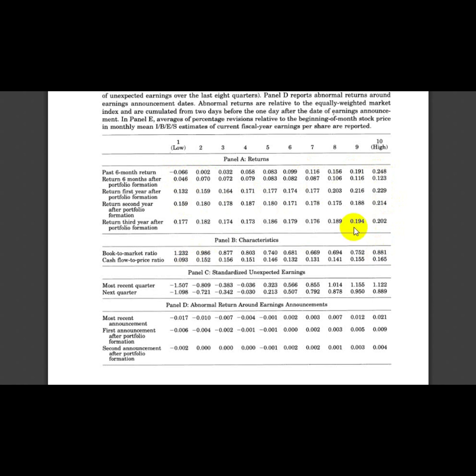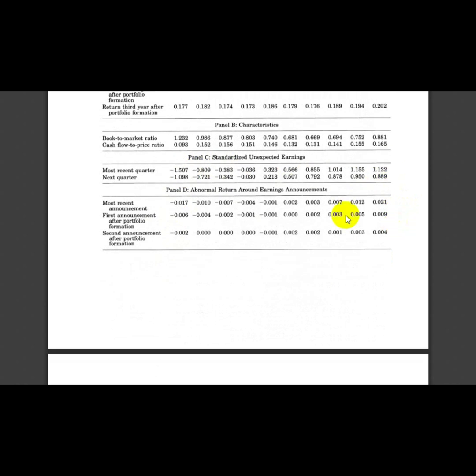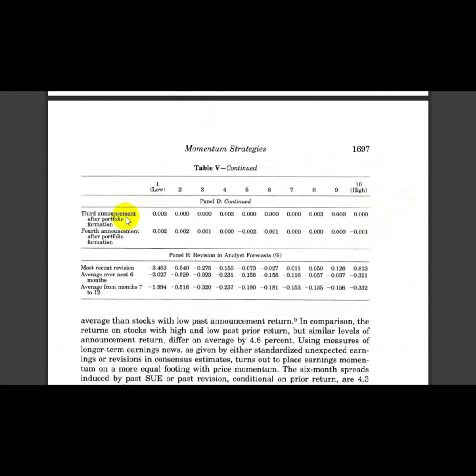And we can see the highest ranked portfolio tends to be growth stocks, like we found before. But interestingly enough, the cash flow to price ratio seems to be the highest out of all of the portfolios. The SU rankings tend to increase monotonically as in the current quarter as well as the next quarter. And the abnormal returns around the earnings announcements tend to increase with the ranking of the portfolios as well, as was found previously. And then those differences are gone in the third and fourth quarter. And since the revisions to analyst forecasts are what we're using to rank these stocks, of course we see that the lowest revisions are with the lowest ranked portfolio and the highest are with the highest ranked portfolio.